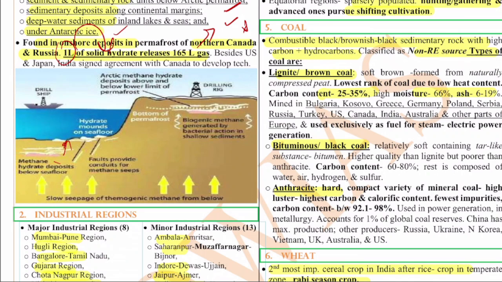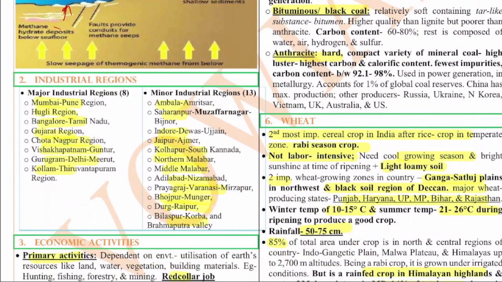Right. Next, the second question is on industrial regions. We have major and minor industrial regions. What are they? Generally, major industrial regions are those where the working population in the industries is about 1 to 5 lakhs, whereas in minor regions the working population in industry is approximately 25,000. So this is the major difference.